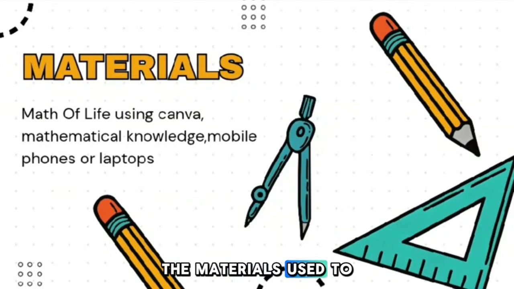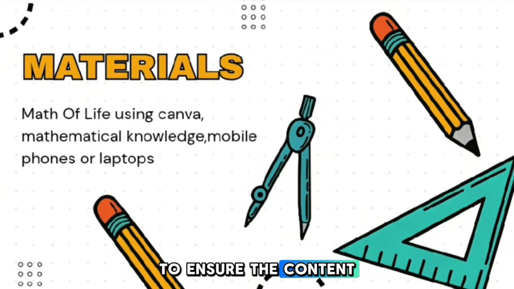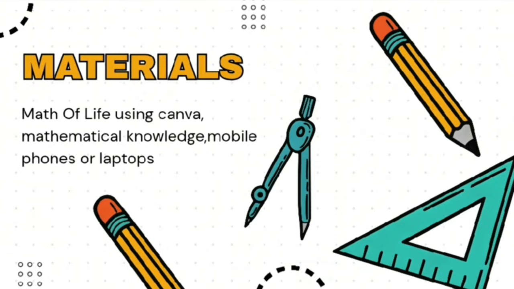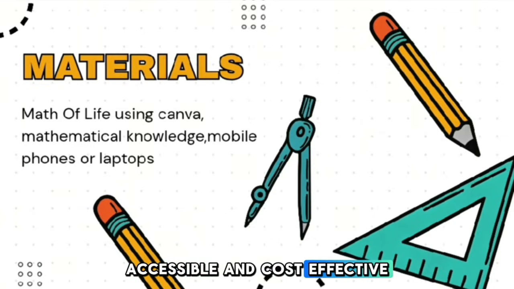The materials used to develop this project include digital design tools such as Canva for creating visual elements. It also involves mathematical knowledge related to linear inequalities to ensure the content is accurate and meaningful. In addition, simple devices like mobile phones and laptops are used, making the materials easily accessible and cost-effective.